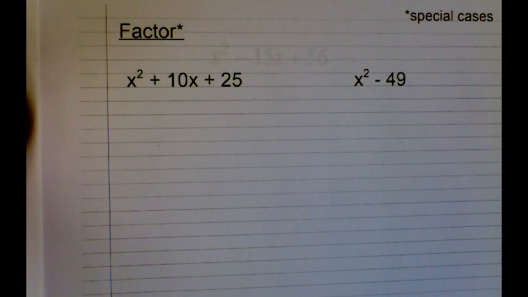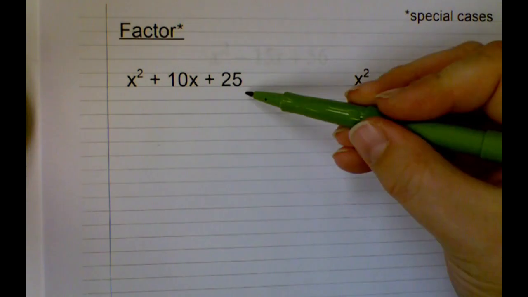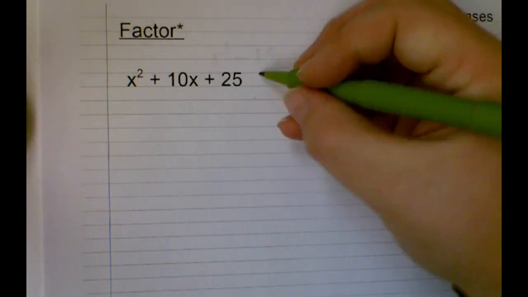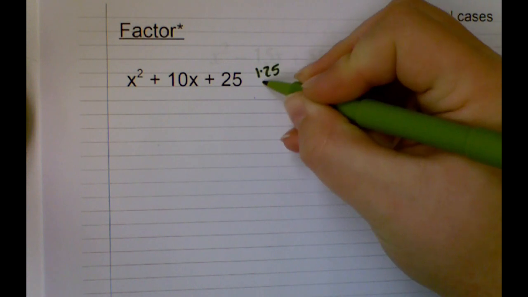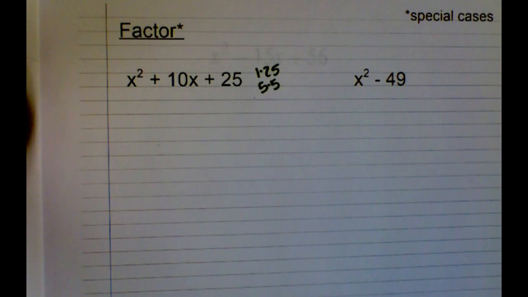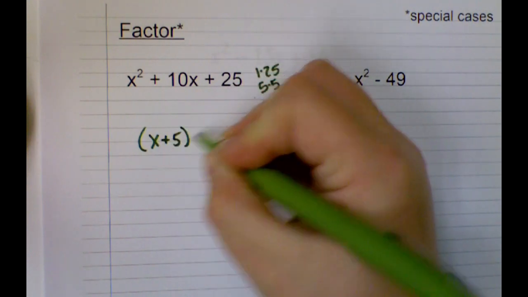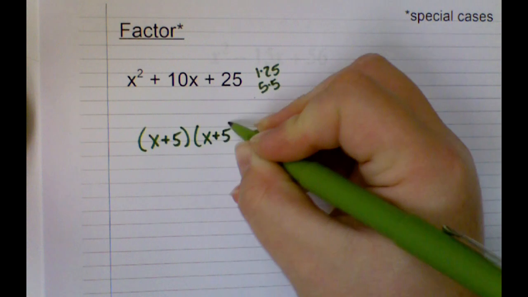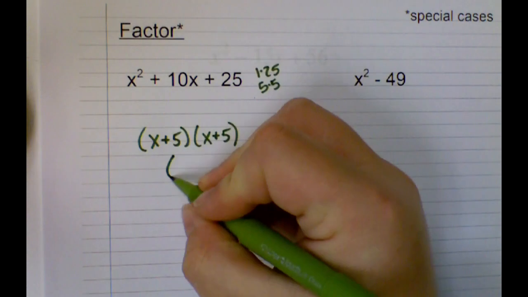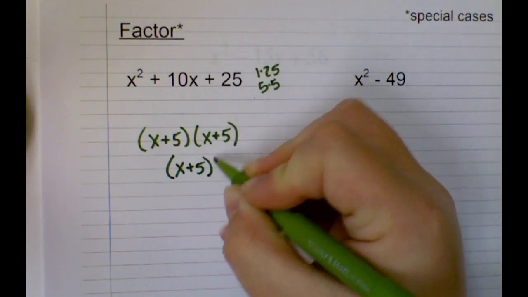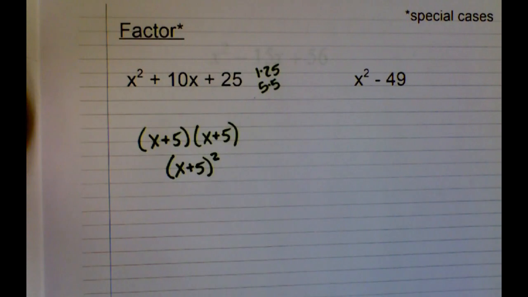These are some special case problems. So, two numbers that multiply to 25 and add to 10. Well, my options are 1 times 25 or 5 times 5. Well, 5 and 5 make 10. So I have x plus 5 times x plus 5. This is a special case because I could shorten this to x plus 5 squared if I wanted to.